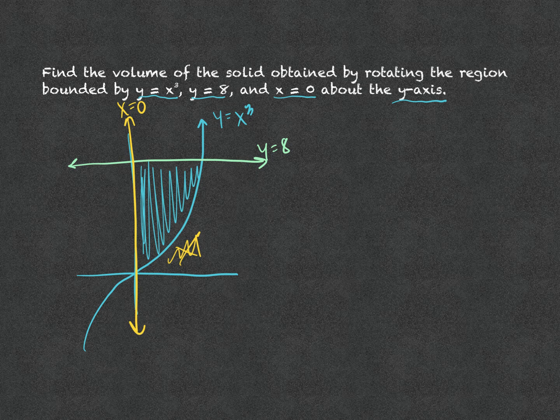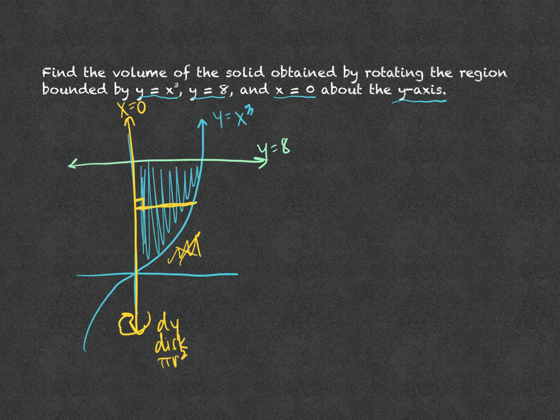And we're rotating around the y-axis. I'm going to put this down here. We're going to rotate around the y-axis. So that means we need everything to be in terms of y because we're rotating around the y-axis, and that will be the disk method, which is pi r squared. So that means my radius is going to be perpendicular to the y-axis.